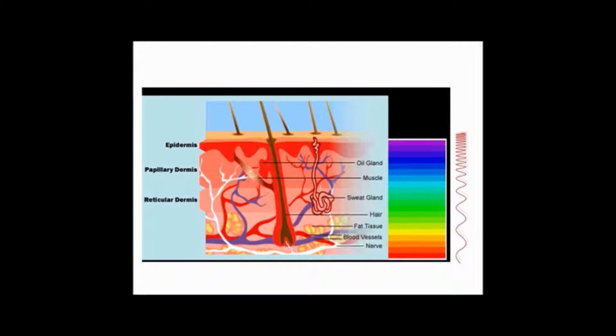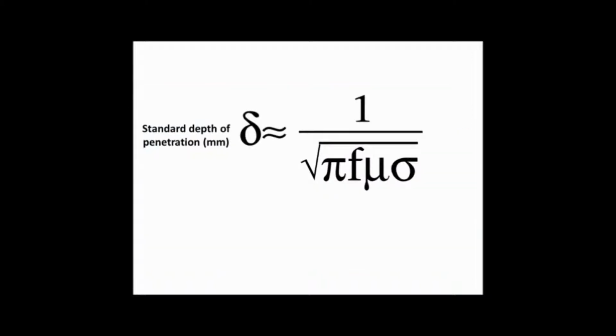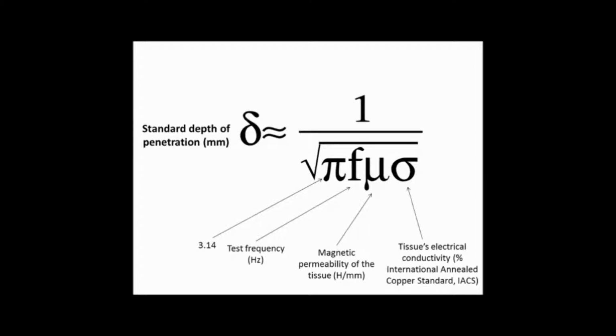This is much more clear in the RF energy penetration depth equation, where the standard depth of penetration in millimeter is equal to 1 divided by the square root of pi, frequency, magnetic permeability of the tissue, and sigma, tissue's electrical conductivity, meaning that the penetration depth is inversely proportional to the frequency, and lower frequencies have higher penetration, and vice versa.